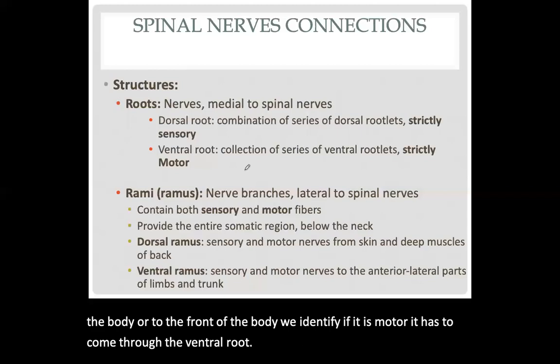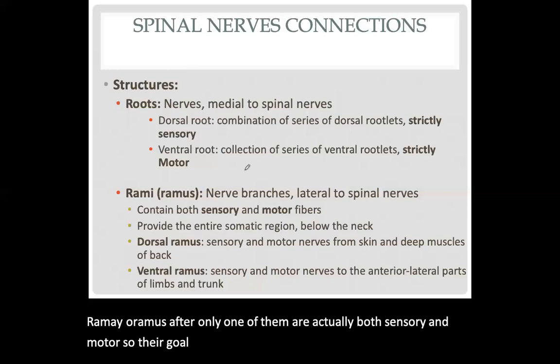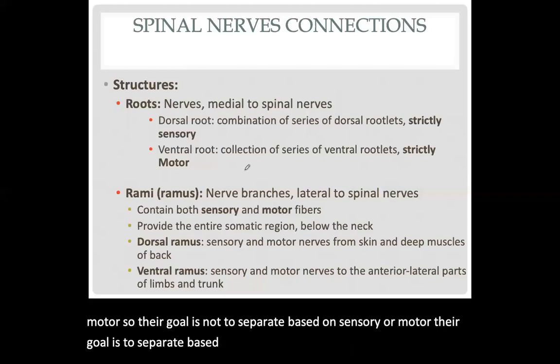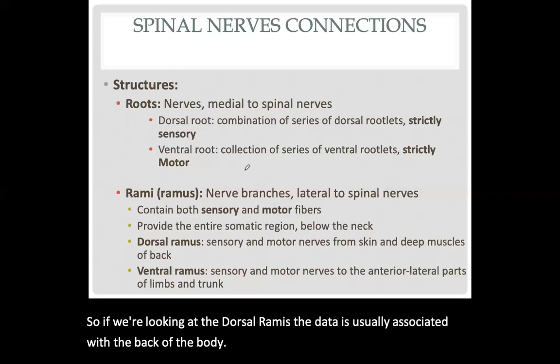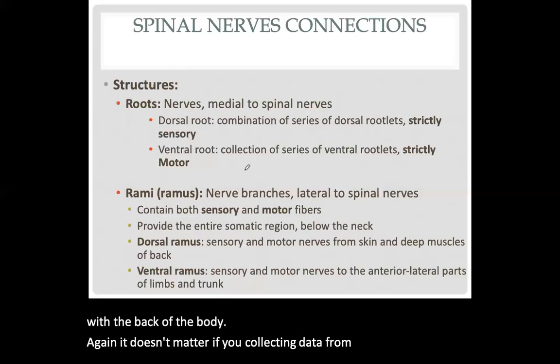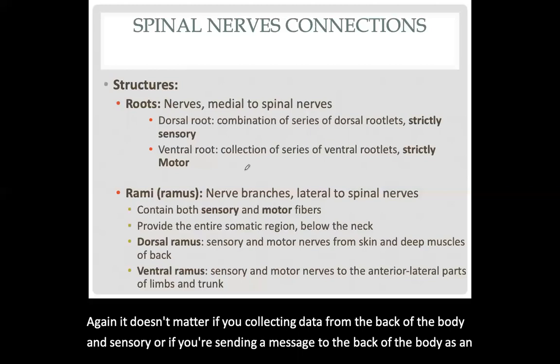Rami, or ramus if we're talking about only one of them, are actually both sensory and motor. So their goal is not to separate based on sensory or motor. Their goal is to separate based on where they are going to go or where they are collecting data from. So if we're looking at the dorsal ramus, the data is usually associated with the back of the body. Again, it doesn't matter if you're collecting data from the back of the body, hence sensory, or if you're sending a message to the back of the body, as a motor.